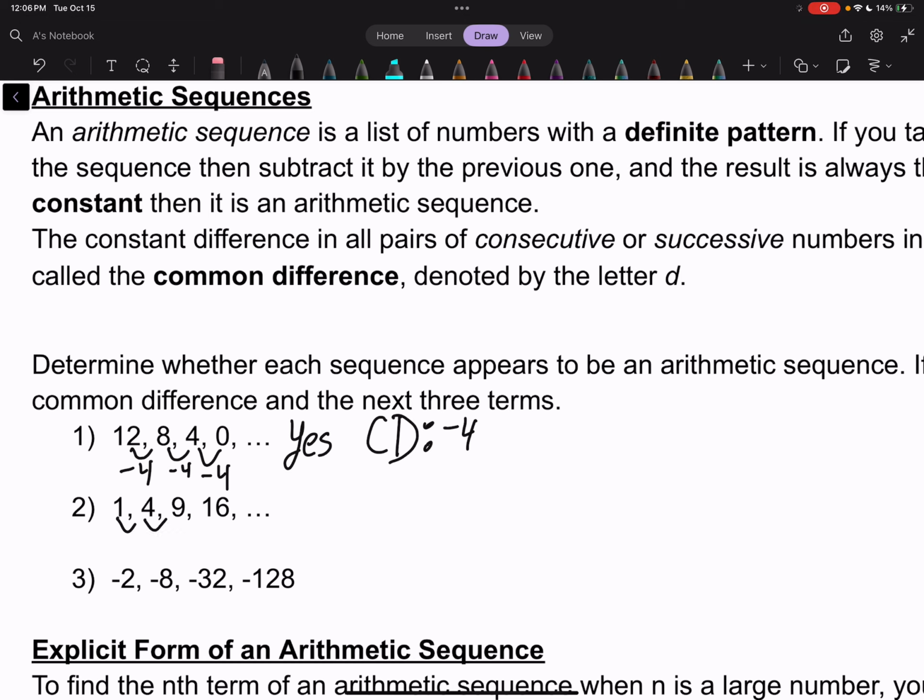The next one. This is 3, this is 5, this is 7. This is not an arithmetic sequence. It is not the same number. -6, -24. Again, it is not.